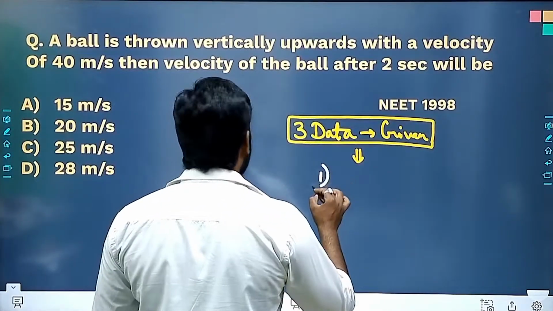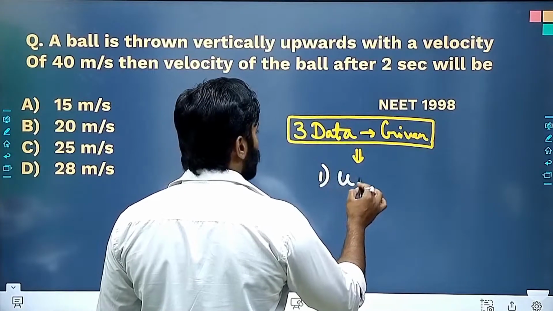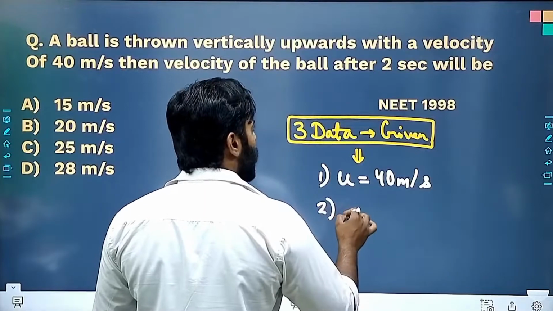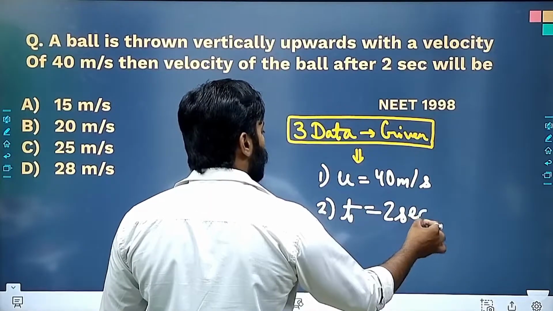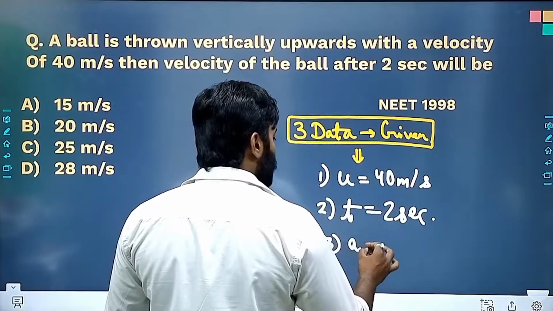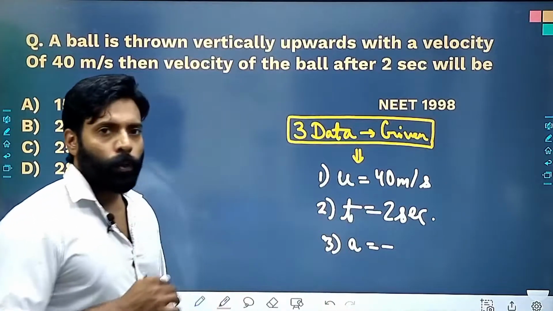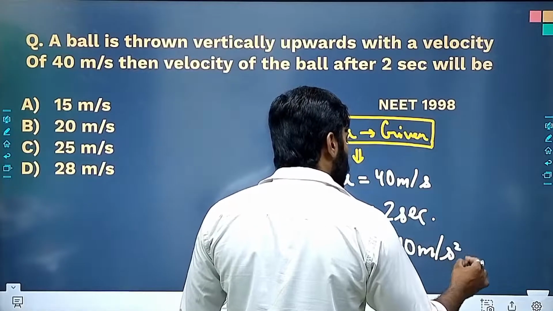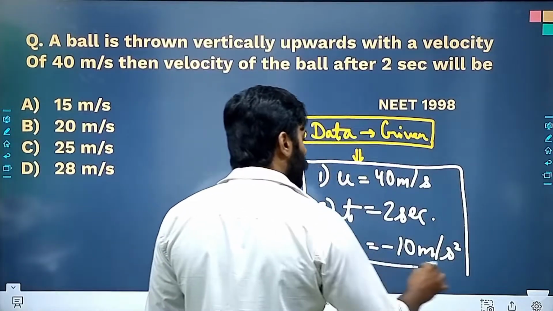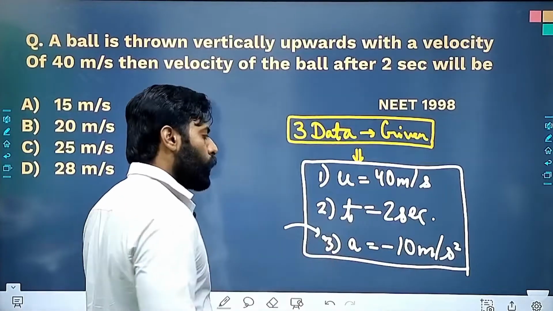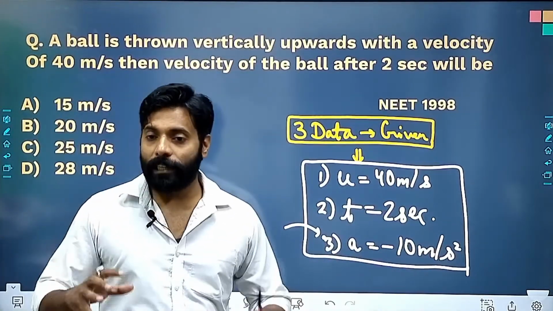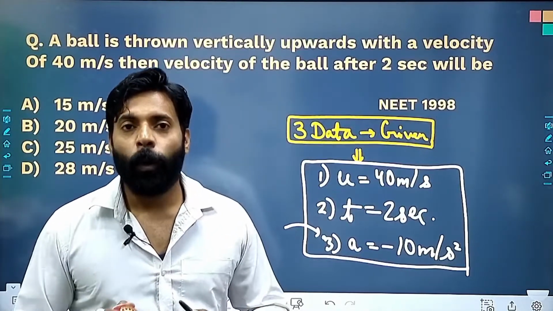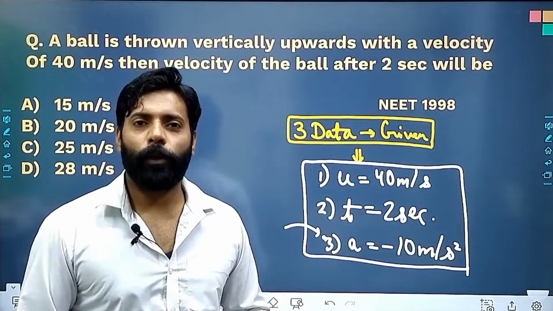So I know that the initial velocity with which the object was thrown is 40 meters per second. Second, the time given is 2 seconds, and I know that the object is decelerating with an acceleration of 10 meters per second square. These 3 data are very important. This is implicit in the question, because that is not directly available to you. You have to get to this point by your knowledge, right?